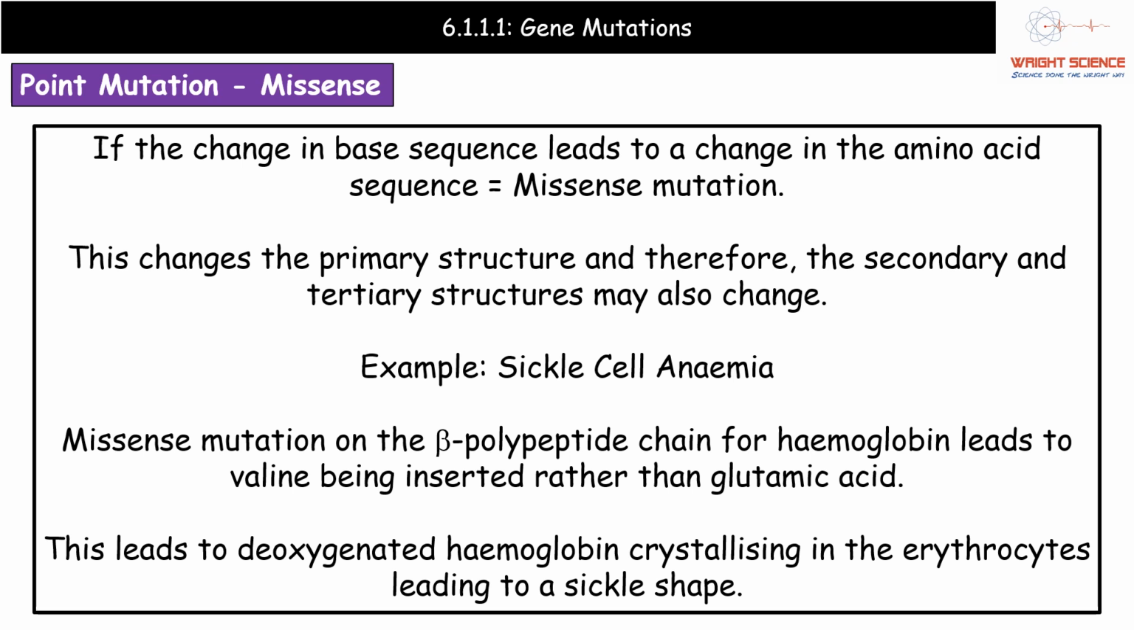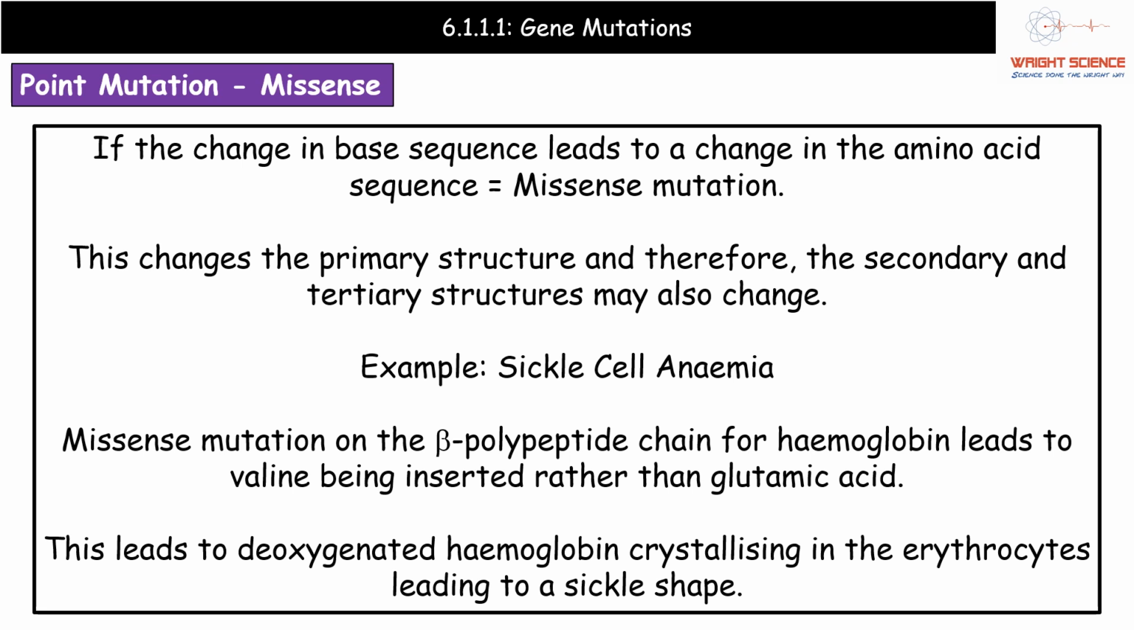because obviously your secondary structure, which is your alpha helix or your beta pleated sheet, and your tertiary structure, the way it all folds together based on these interactions, if the amino acid that we've swapped is very similar in its structure to the one that we were meant to have, we may not actually see those changes to secondary or tertiary, but it's a possibility. Good example of this is sickle cell anemia.